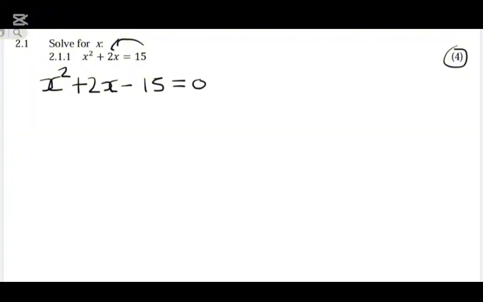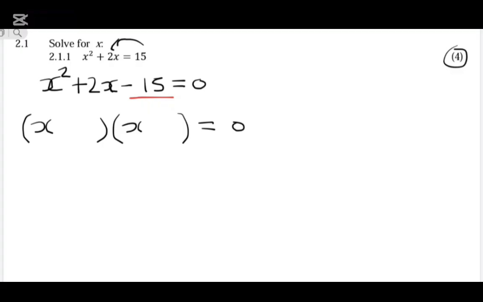So what we need to do next, this is a quadratic equation, so we're going to open two brackets just like this, which is equal to 0, and we'll put x here and x here. Now we're going to look for the factors of 15 that when we multiply them together give us 15, but when we add or subtract them, we get 2.